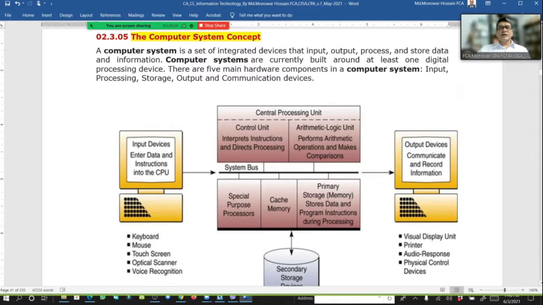You would be the first batch who have to sit for the exam, the online exam. So look here, this is a computer system. The components of a computer system, here are 5 main components. One is input, another processing, storage, output, and communication device. These 5 are the components of a computer system.